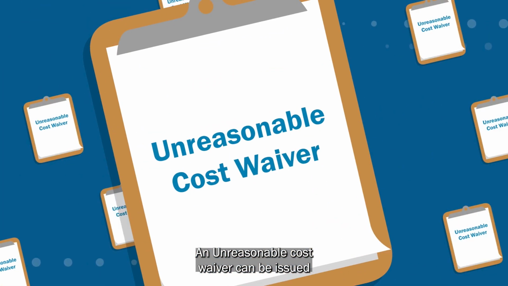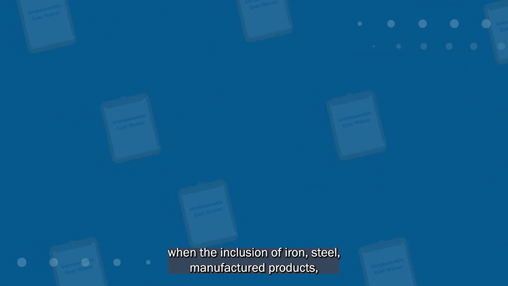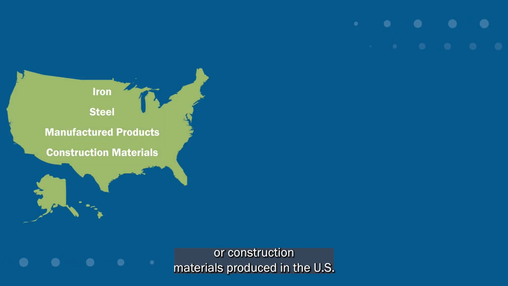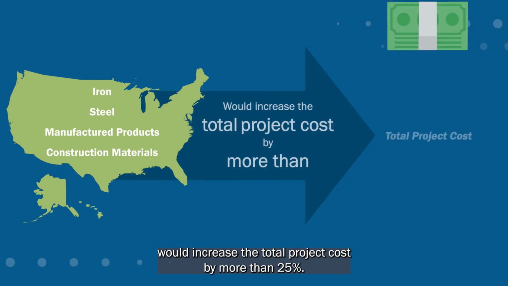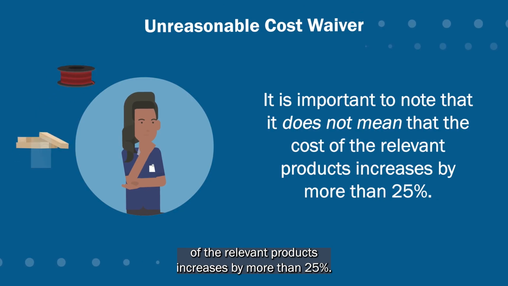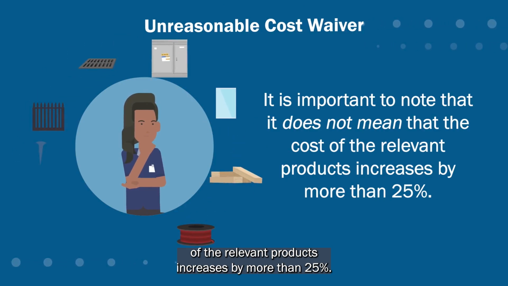An unreasonable cost waiver can be issued when the inclusion of iron, steel, manufactured products, or construction materials produced in the U.S. would increase the total project cost by more than 25%. It is important to note that it does not mean that the cost of the relevant products increases by more than 25%.